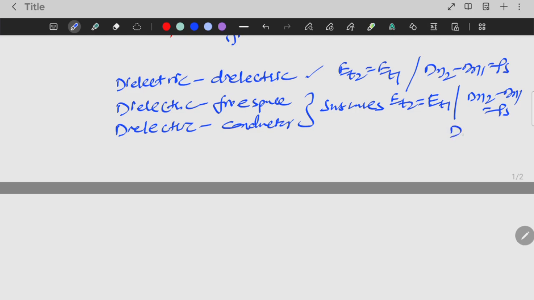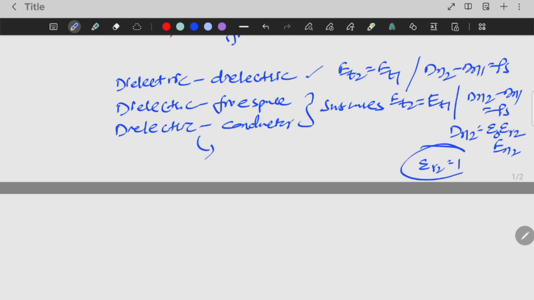But here DN2 is equal to epsilon naught epsilon R2 EN2. Like that you can proceed, but because free space is there for medium 2, epsilon R2 is equal to 1. That is what you can consider.